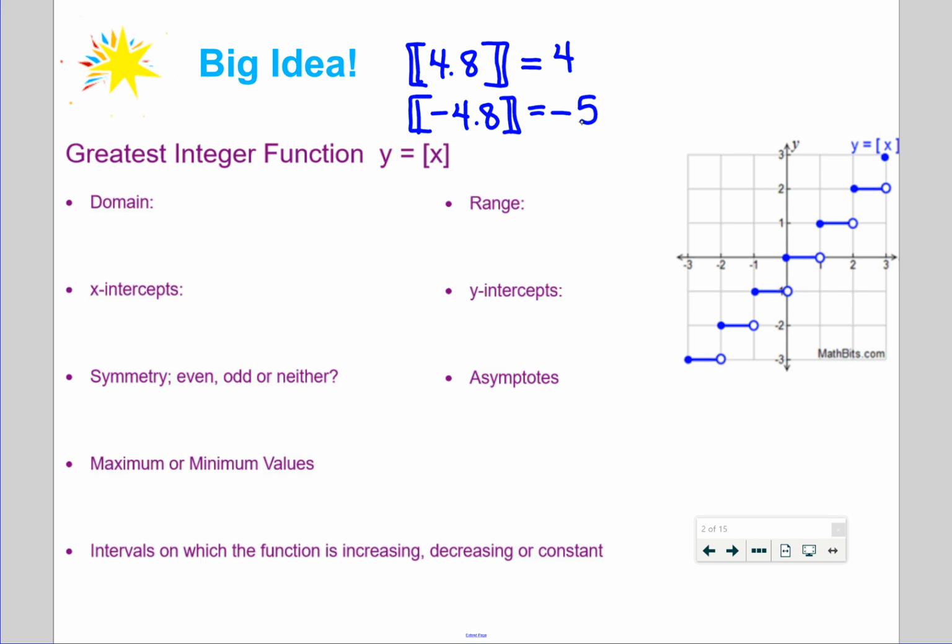Think about a number line. If you're rounding down, you're always going to the left on the number line. So what would be to the left of negative 4.8? Negative 5. So that's what this function does.